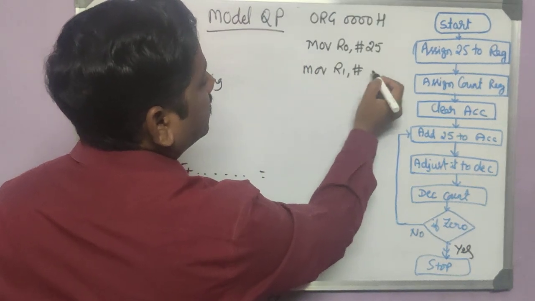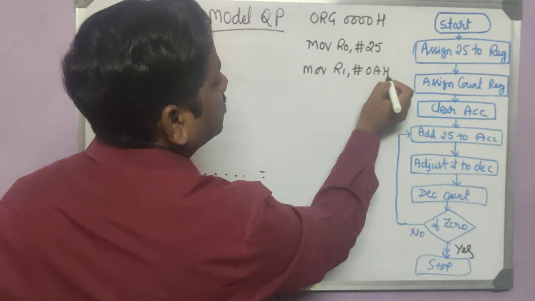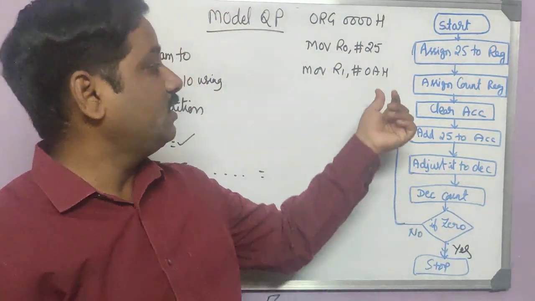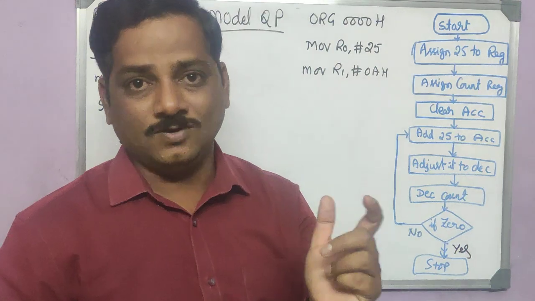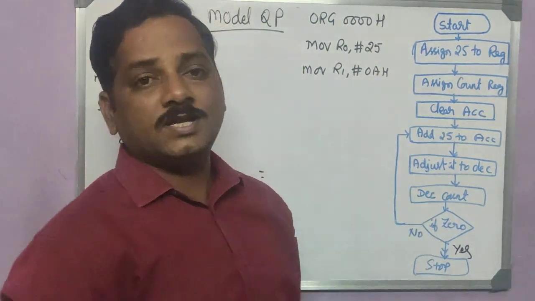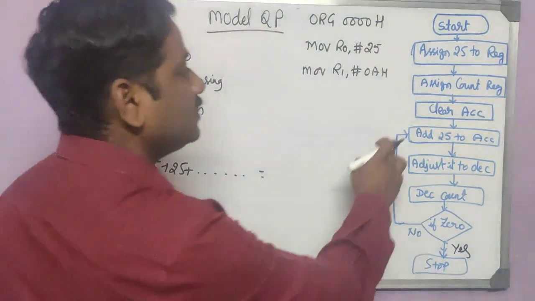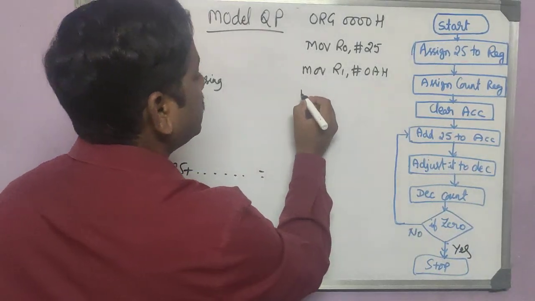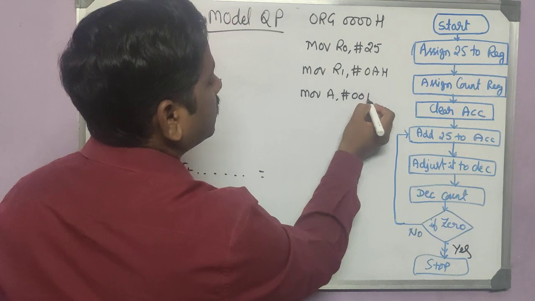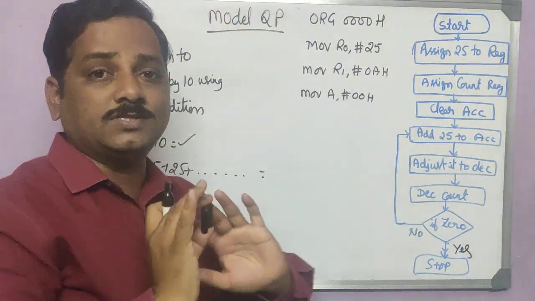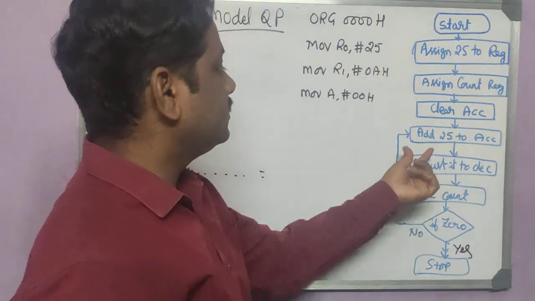And here I can write it as 0AH, because in hexa, 10 is 0A. If you want to write it in decimal, you can just write 10 and don't mention H. Since I am using hexa, I am writing 0AH. Then clear the accumulator. To clear, MOV A, #00H. So in that accumulator, I am putting 0. So it is clear. Then add.